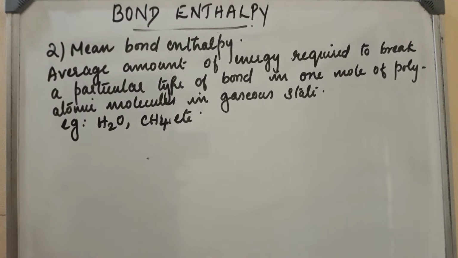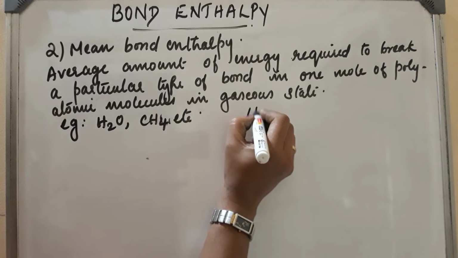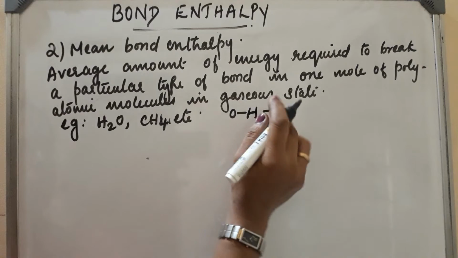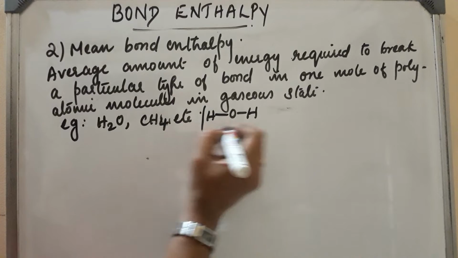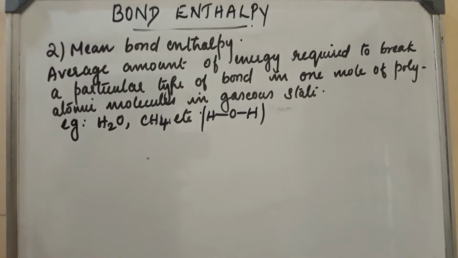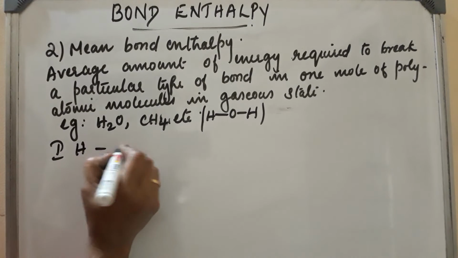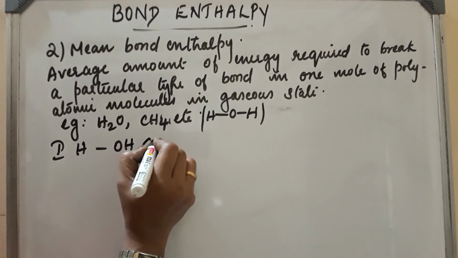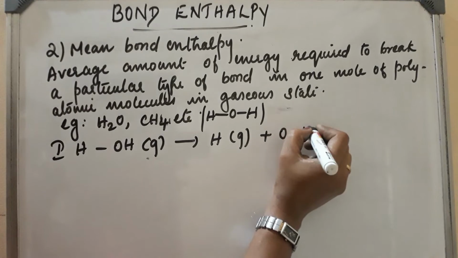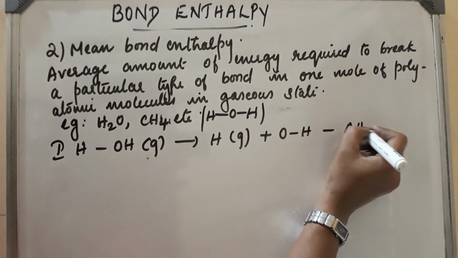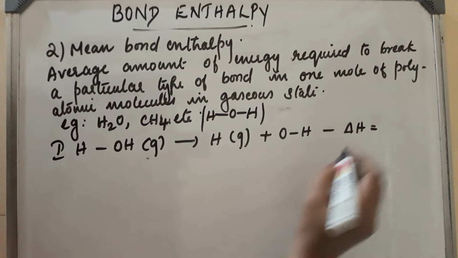Here, bond enthalpy is not same for two successive bonds. So, in the case of H2O, there are two successive bonds. Two OH bonds are present. In both these cases, the bond dissociation energies are different. That is, first case, HOH gives H plus OH. Here delta H is found to be 498 kilojoule.